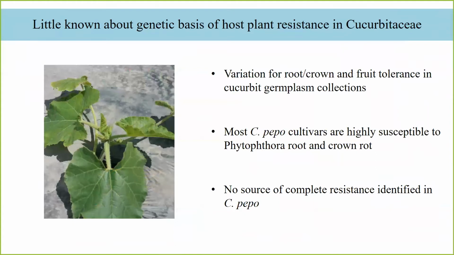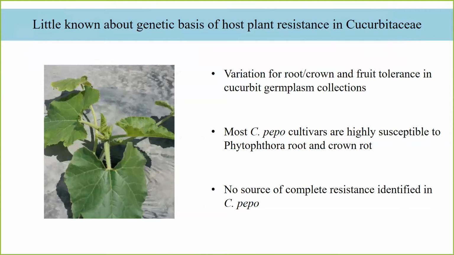So in pepper, there are sources of very high disease resistance that are used in breeding, and there's been a lot of work looking at the genetics of disease resistance, but much less is known in Cucurbitaceae. Although many accessions of many cucurbit species have been screened for either fruit rot resistance or root and crown rot resistance, and there's a wide amount of variation in terms of degree of susceptibility, there are very few cases of clear complete resistance to the pathogen.